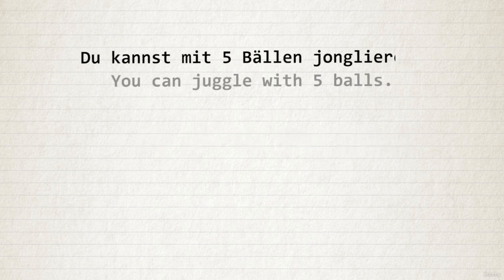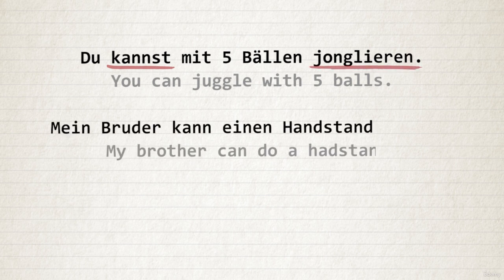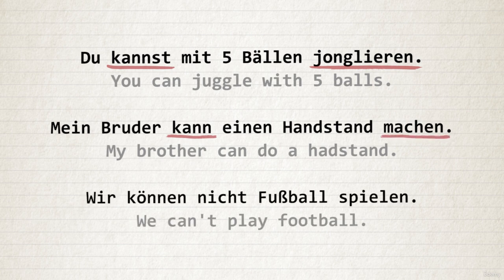Du kannst mit 5 Bällen jonglieren. Kannst jonglieren. Mein Bruder kann einen Handstand machen. Kann machen. Wir können nicht Fußball spielen. Können spielen. See, all the sentences have another verb besides können, and all of them are at the end of the sentence in the infinitive form. That means that you don't have to conjugate them, which can make your life sometimes really easier.